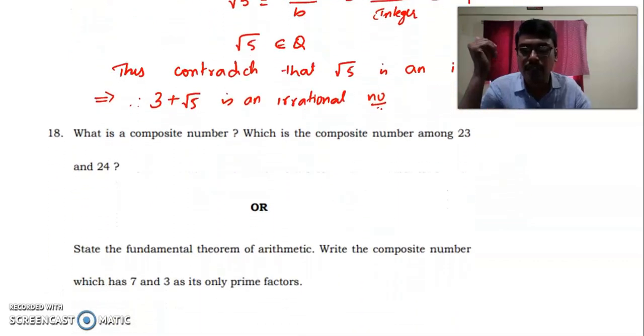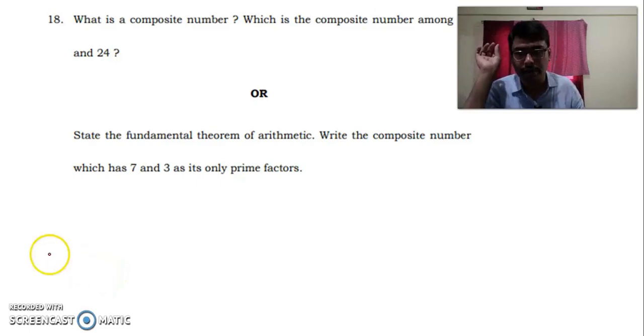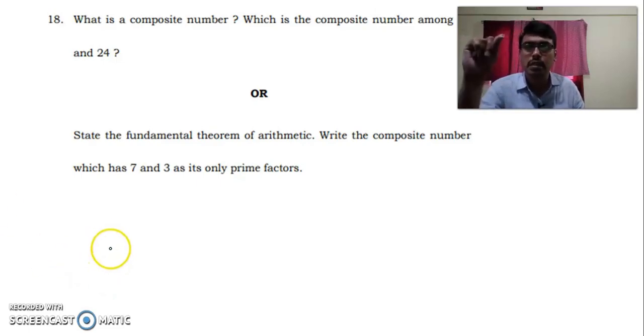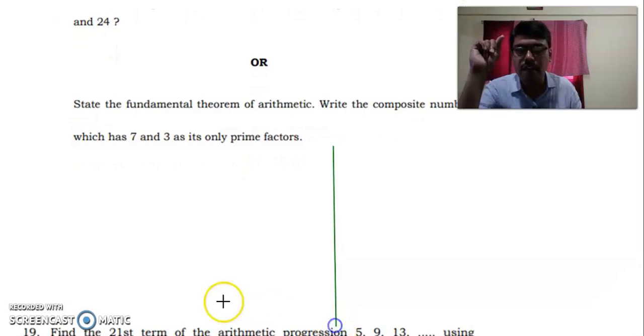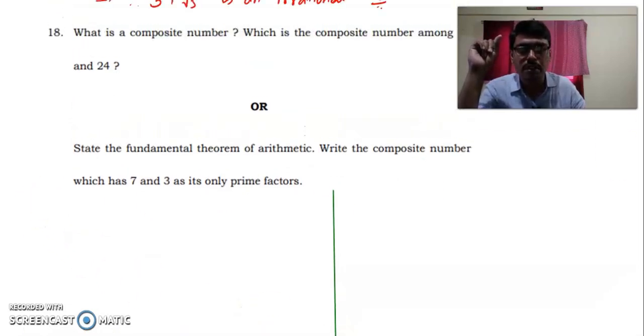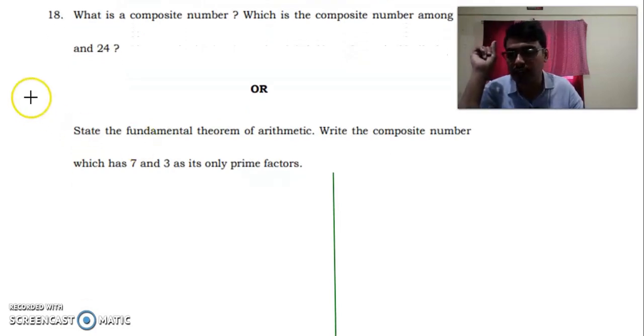Now I am going to take the second question. An internal choice is given for the second question. The first question is, what is a composite number? So I am going to write the solution for the first one on the left side and the solution for the second one on the right side. So what is a composite number, and which is the composite among 23 and 24?